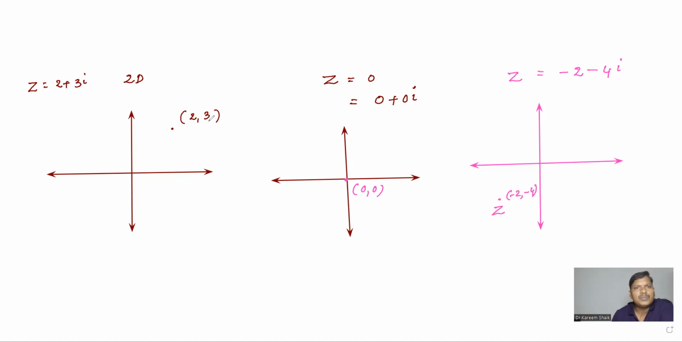We know that 3 is the imaginary part of a complex number and 2 is the real part of the complex number. But 2 belongs to the x-axis and 3 belongs to the y-axis. That means it is the x-coordinate and this is the y-coordinate. That is the reason the x-axis is called the real axis and the y-axis is called the imaginary axis. I hope I am clear.